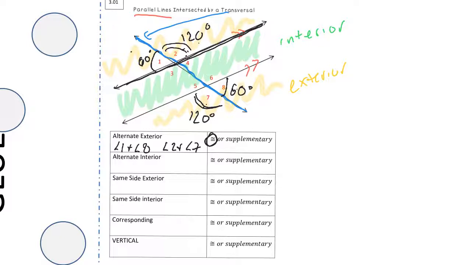Now, alternate interior angles is going to be kind of similar, except now we're not looking at the yellow, the outside. We're going to look at the inside. So angle 4, let me redo that. Angle 4 is on the interior, and that's alternate interior with angle 5. Angle 4 and angle 5. Those are alternate interior. And 3 and 6 are also alternate interior.